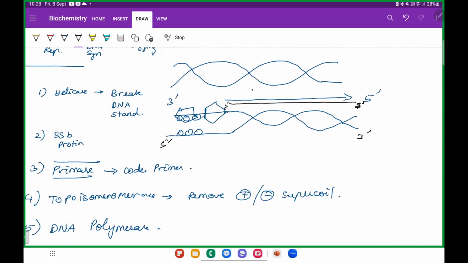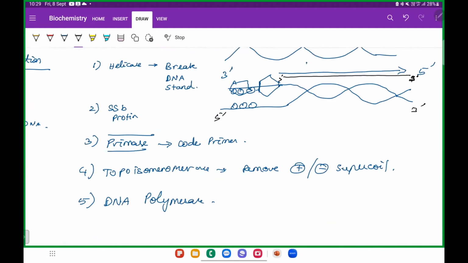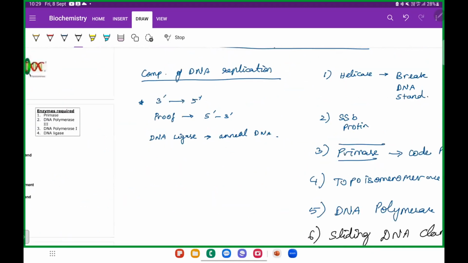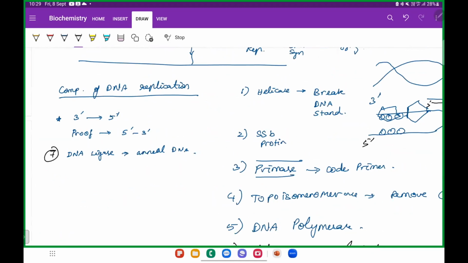Next, now that it has come like this, what we have to do is increase the speed, the proliferation and replication speed. Who does that? The sliding DNA clamps. They are going to increase the speed. And then you have your seventh one, DNA ligase, which is going to anneal your DNA.